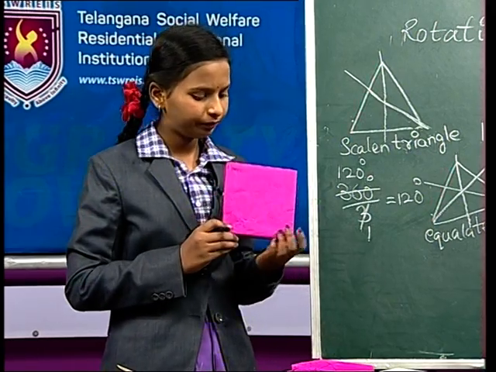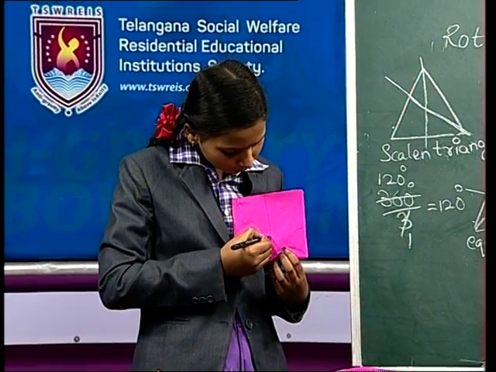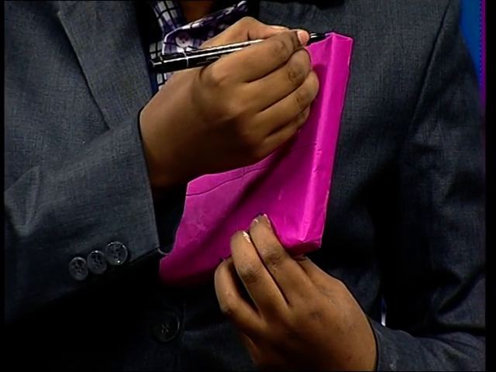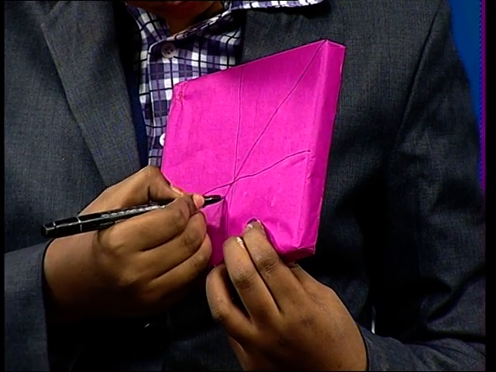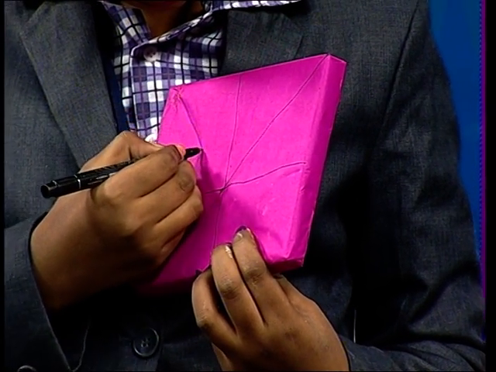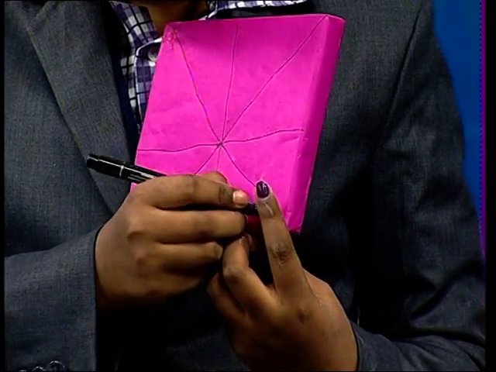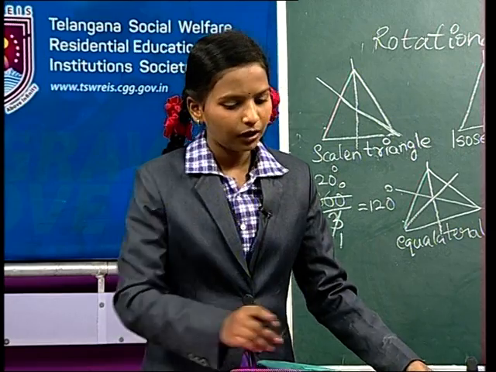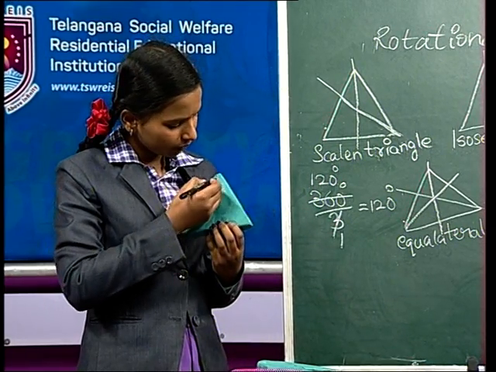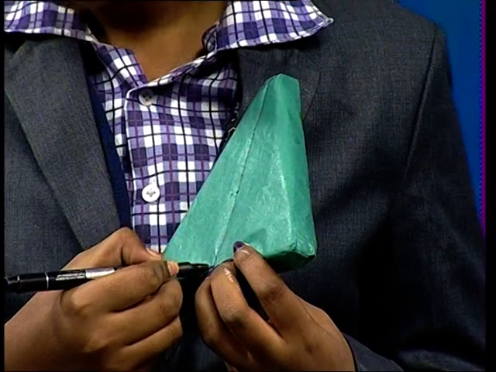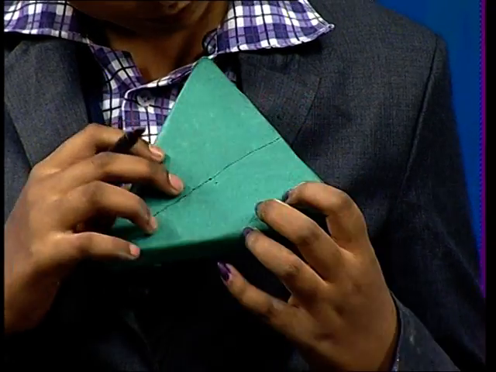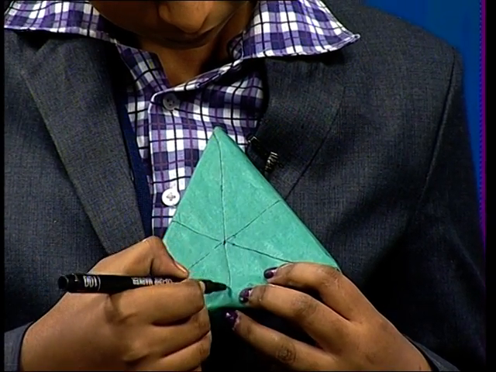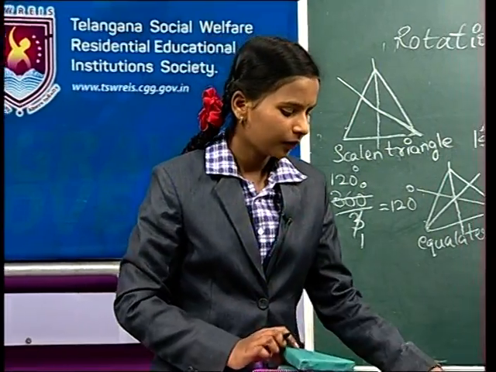For a square, how many can we draw? For a square, we can draw like this and like this. And like this. And we can draw like this. The square has 4 lines of symmetry. And for a triangle, how many can we draw? We can draw like this. We can draw like this. And we can also draw like this. For a triangle, it has 3 lines of symmetry.